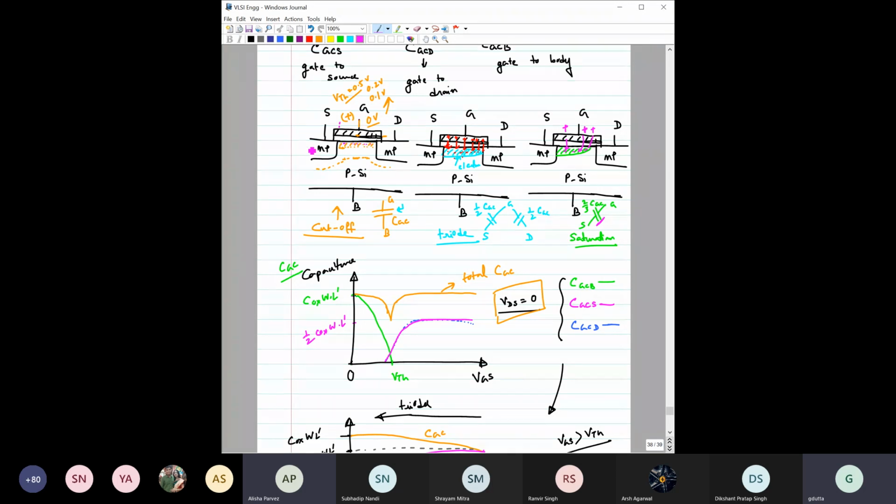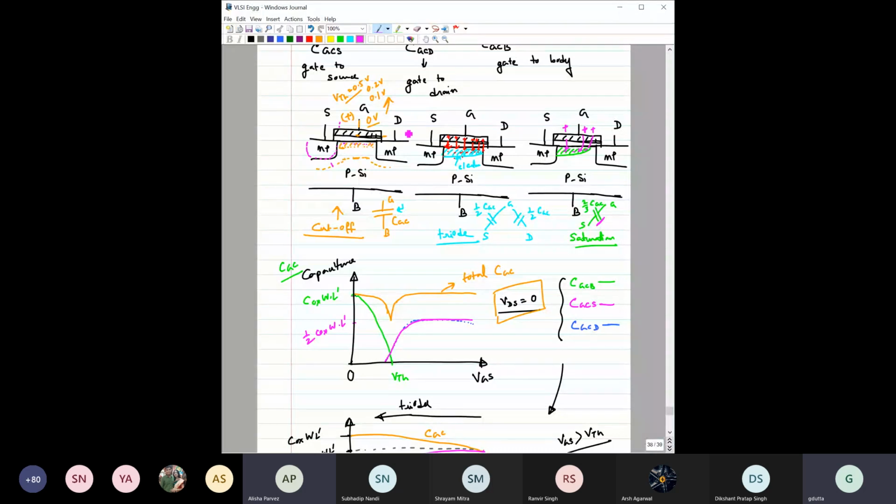So I hope you are getting my point. This PN junction would also generate another type of capacitance. And obviously now you can say that this capacitance would not be connected with the gate, but it is connected from source to body, right?